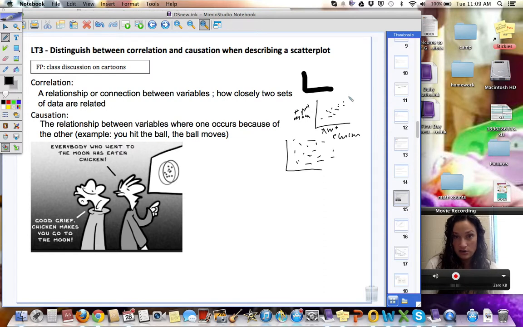Correlation is just, is there a correlation? Are they positively, negatively? Is there some sort of relationship that way? And then causation, does one actually make the other happen?